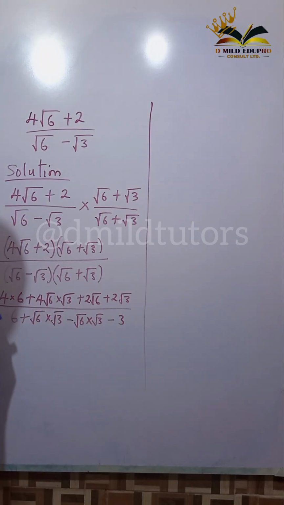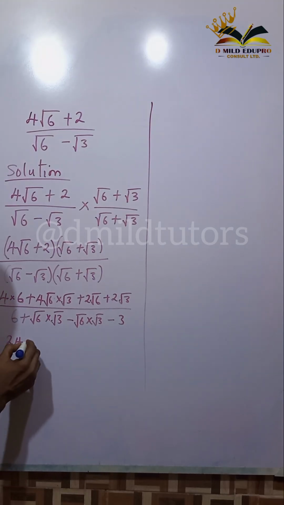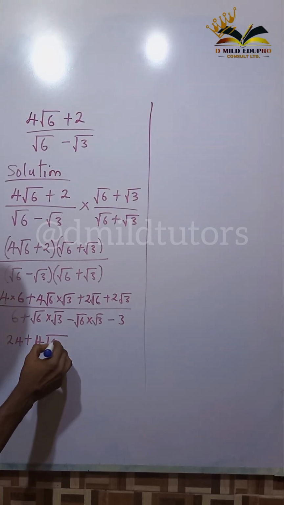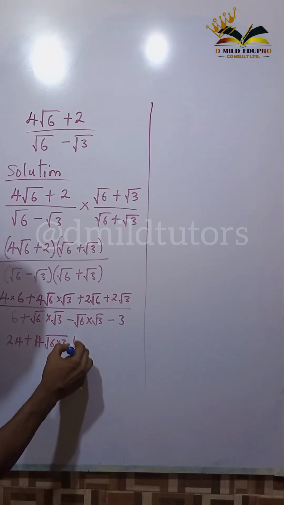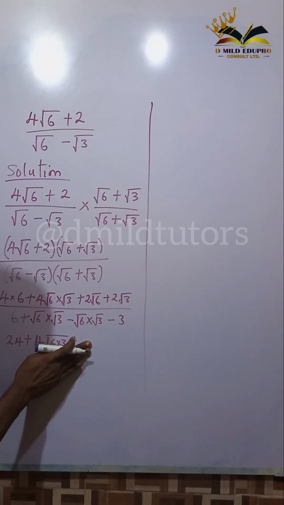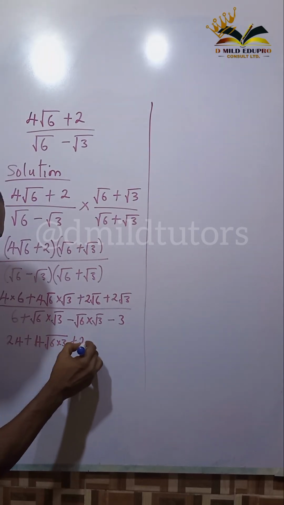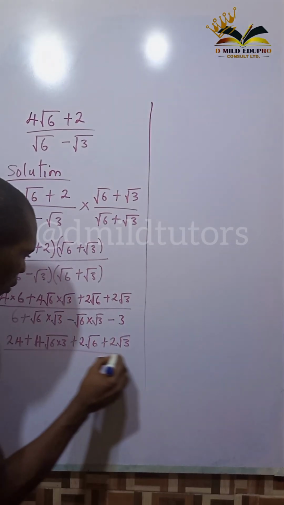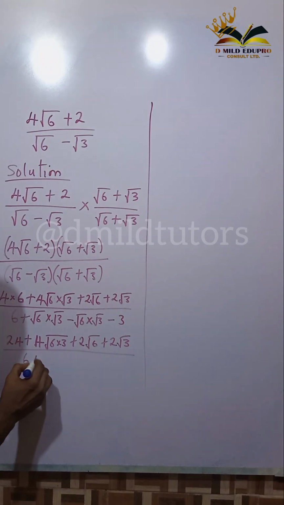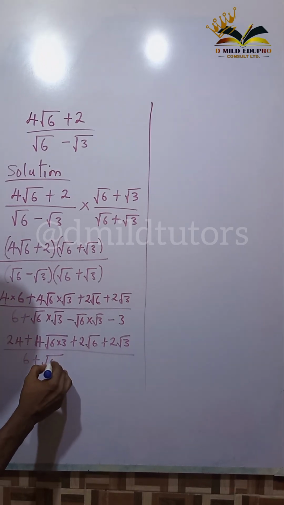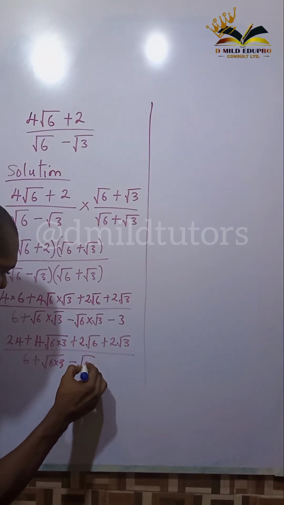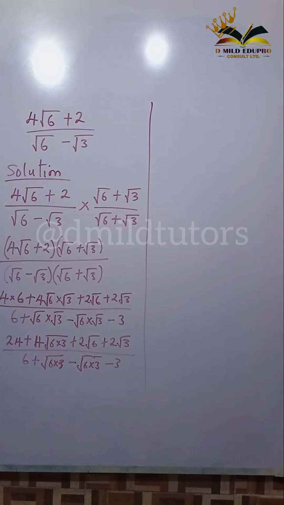Okay, so now let's simplify. 4 times 6, you have 24. Then you have plus, this gives you 4 root 6 times 3, plus 2 root 6 plus 2 root 3 all over this. We have 6 plus this times this, you have root 6 times 3, which gives you root 18, minus root 6 times 3 as well, and minus 3. All right.